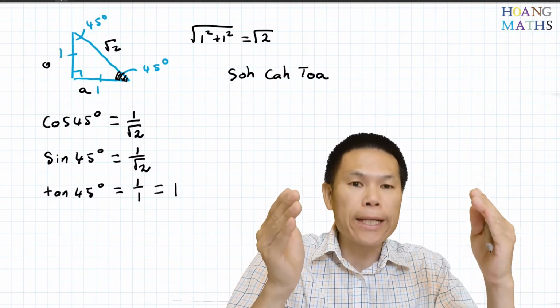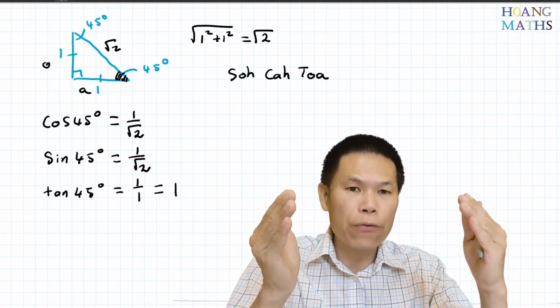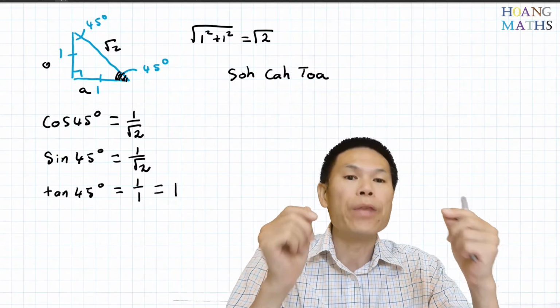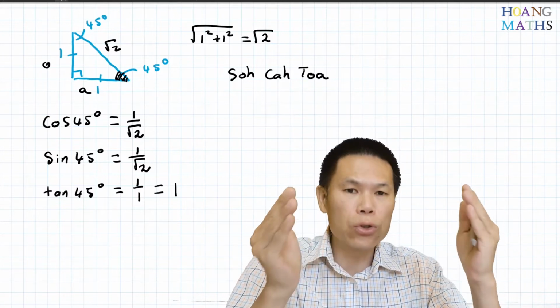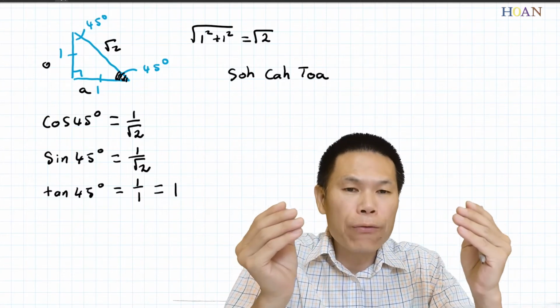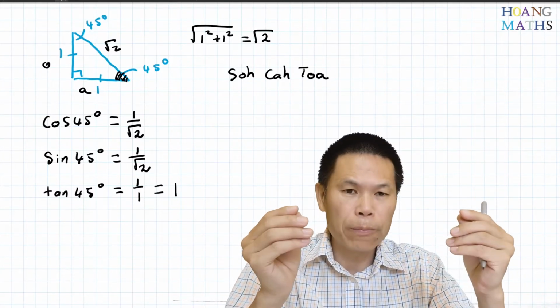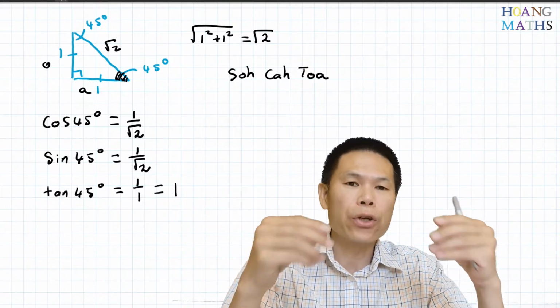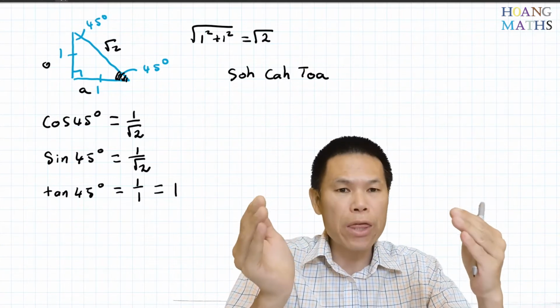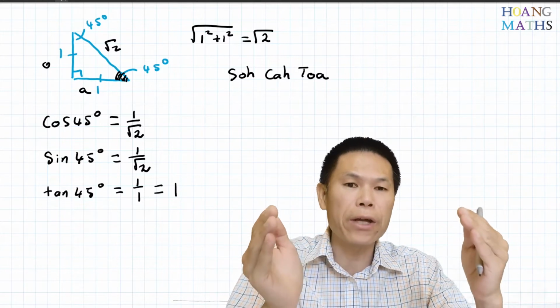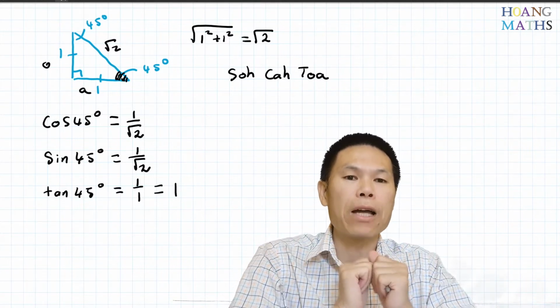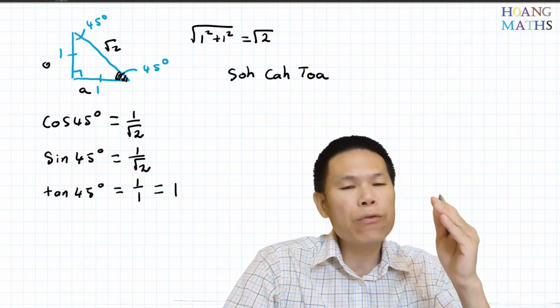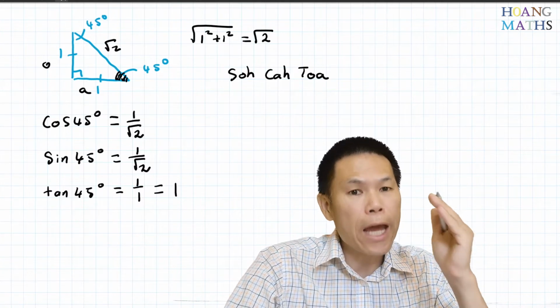So therefore, the exact value for cos of 45 is 1 over root 2, and sine of 45 is also 1 over root 2, and tan of 45 is 1. So there you go. If you remember this, that'd be great. Otherwise, just remember the triangle and you can work out the exact value from there. So now let's move on to 60 and 30 degrees.